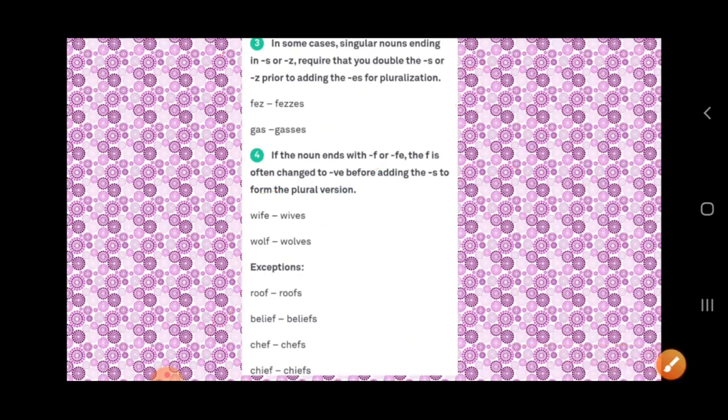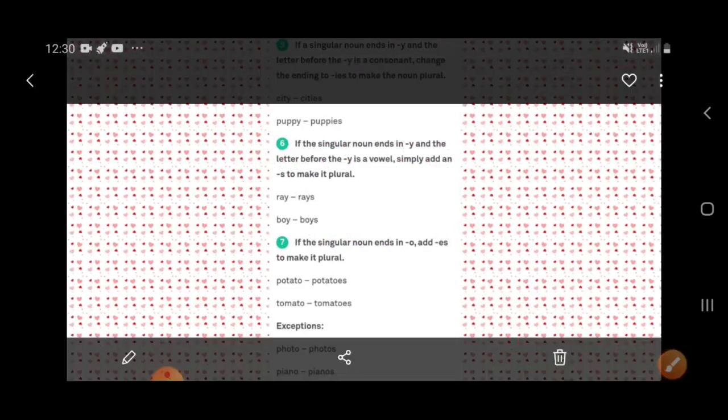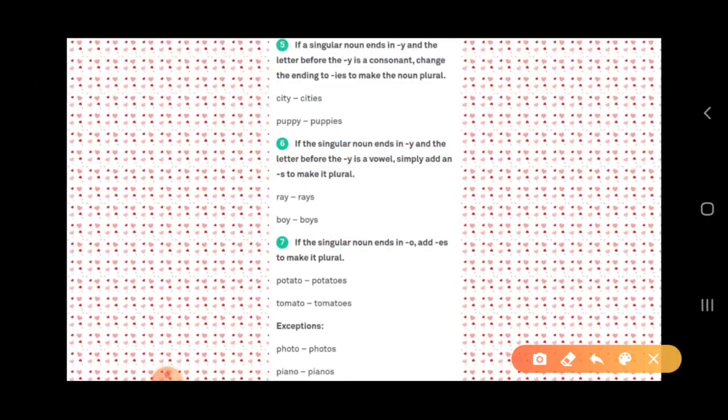Moving further, we'll study rule number 5. So, what does rule number 5 say? Rule number 5 says, if a singular noun ends in y and the letter before the y is a consonant, change the ending to ies to make it plural. What do you do? You remove y and make it i, and then you add es, like cities, puppies.